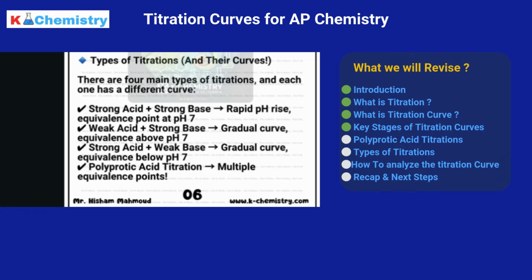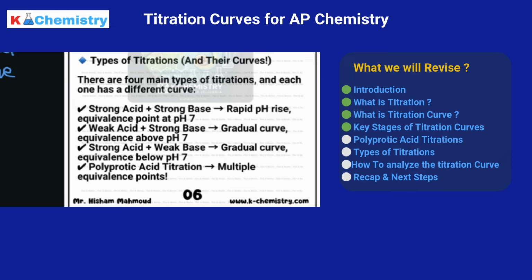And then the third type is where I will have a strong acid plus a weak base, so this means that the salt is going to be an acidic salt. So this time the pH at the titration equivalence point is less than 7, and this is also a gradual curve. Next, we will look at the titration of polyprotic acids, where there are multiple equivalence points.